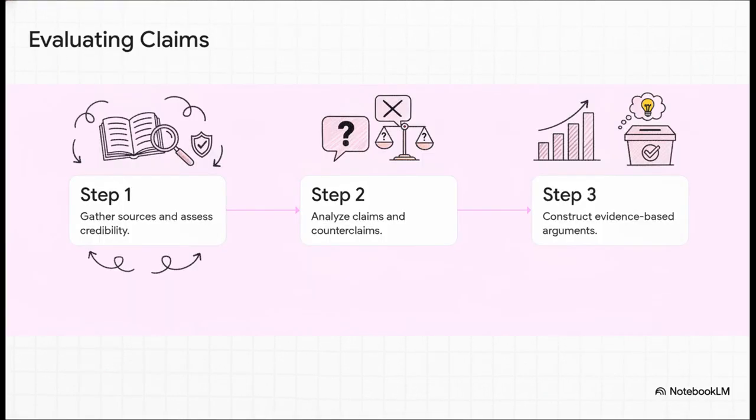Let's move on and see how this builds into an actionable, real-world process. First up, you gather sources and assess their credibility. Keep in mind, not all sources are created equal. You have to consider the background and the intent of where the information is coming from. Next, you analyze the claims and counterclaims. You've got to look at what a politician is claiming and then actively seek out the counterclaims so you can see the whole picture. And finally, you construct your own evidence-based argument before you cast your vote.